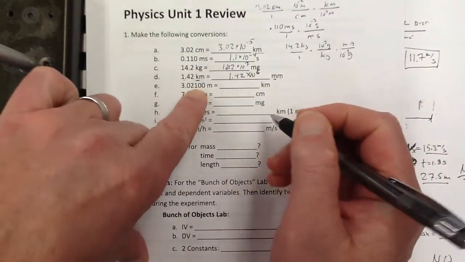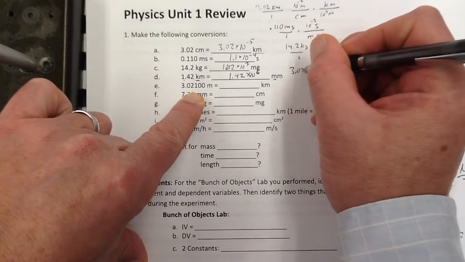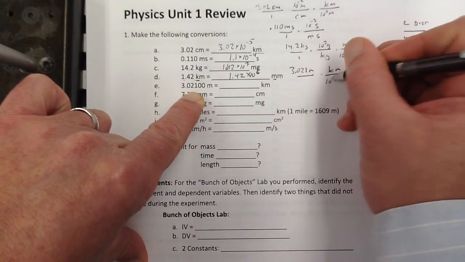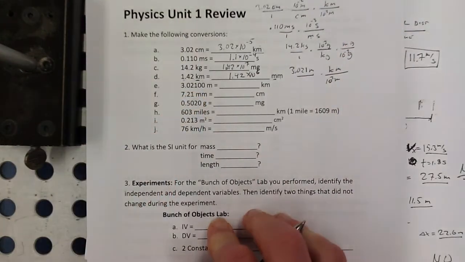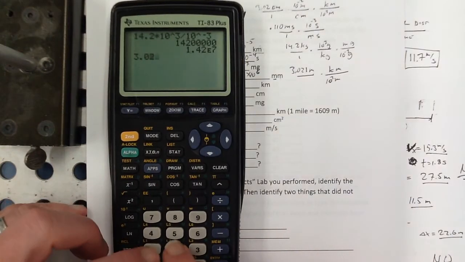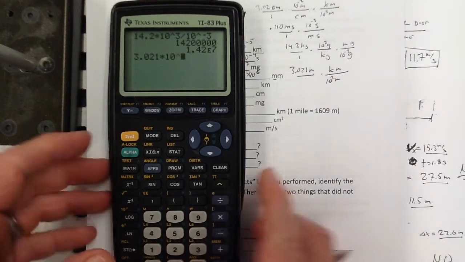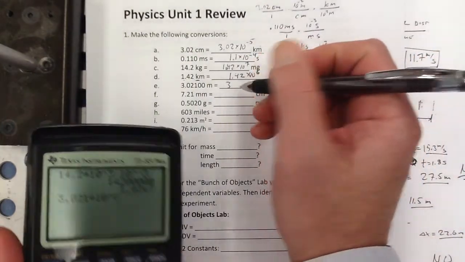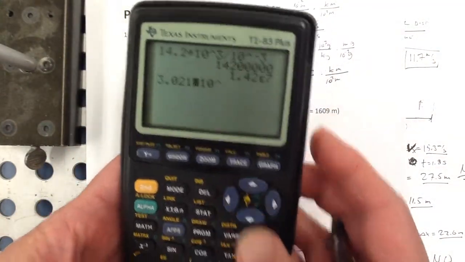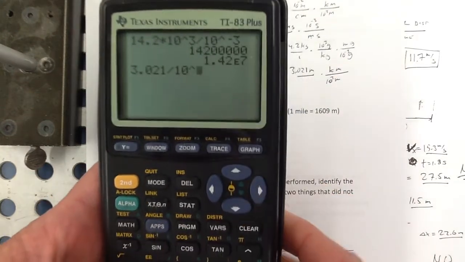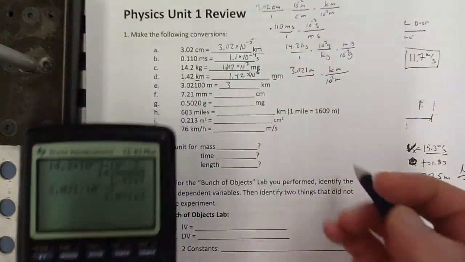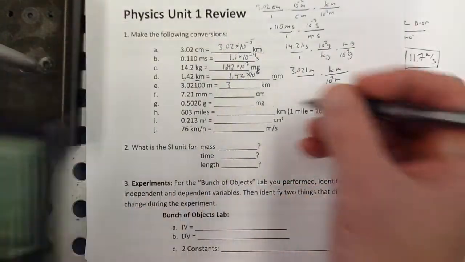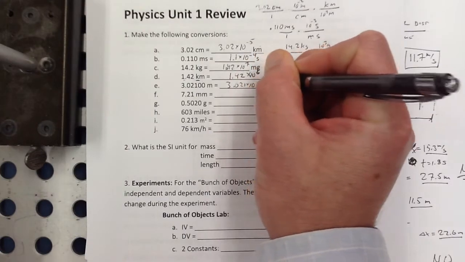And then how about meters to kilometers? 3.021 meters. Want to go to kilometers. K means 10 to the 3. So 3.021 divided by 10 to the 3, that's the same as times 10 to the negative 3, if you remember what negative exponents mean from math class. So there you go. Sorry, I meant to do divided by. That's not supposed to be there. There you go. 3.021 times 10 to the negative 3.